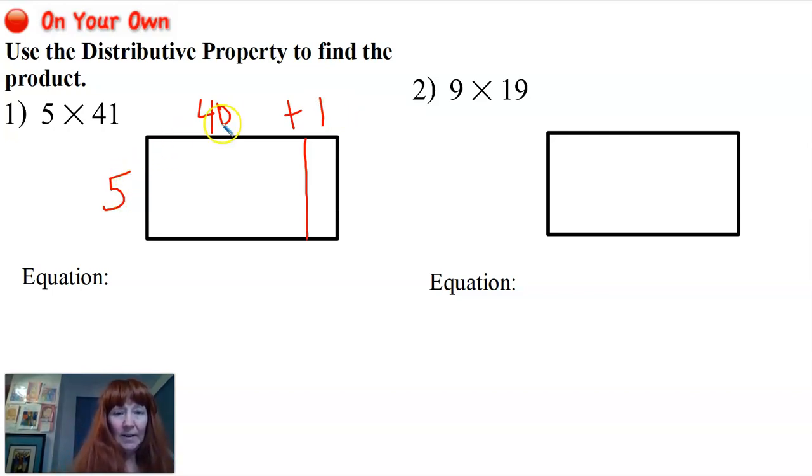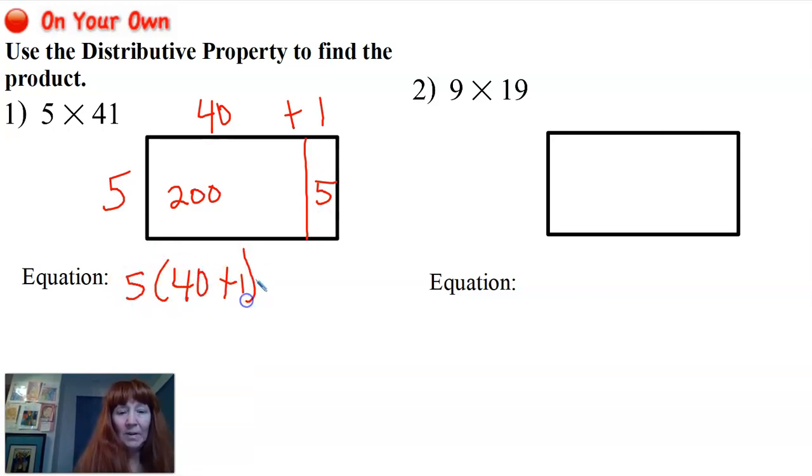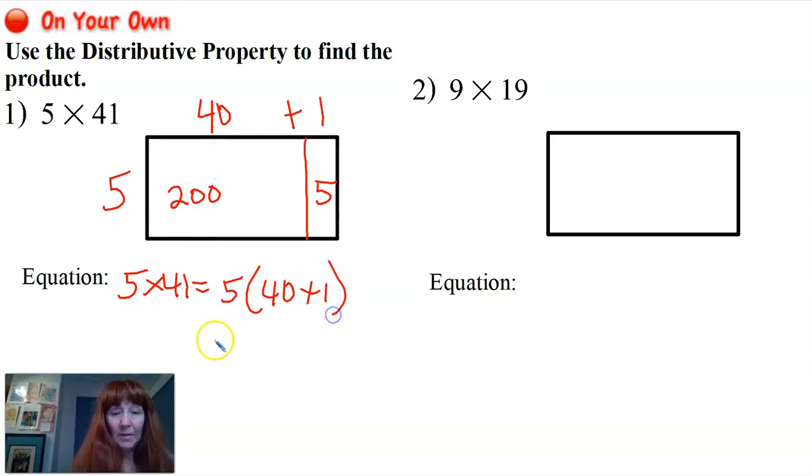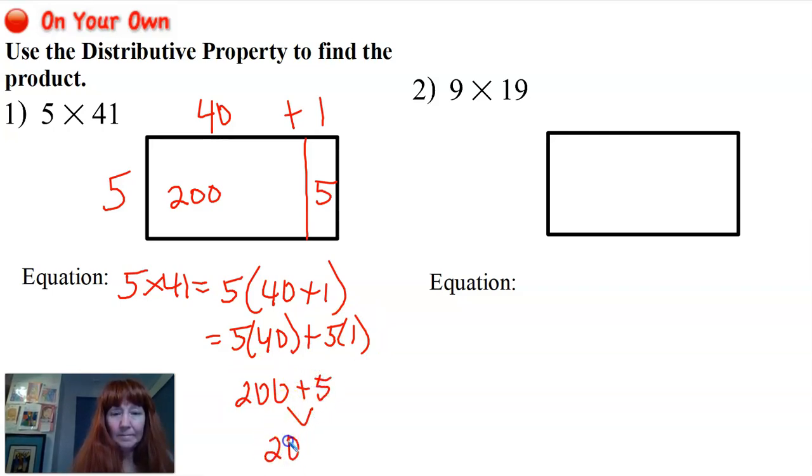All right, let's see, 5 times 4, 20, plus the 0 is 200, that's 5. So writing the equation is 5 times 40 plus 1. Oops, sorry, I forgot to write the first part of the equation, which is 5 times 41 equals 5 times 40 plus 1, which equals 5 times 40 plus 5 times 1, which is 200 plus 5. 205.